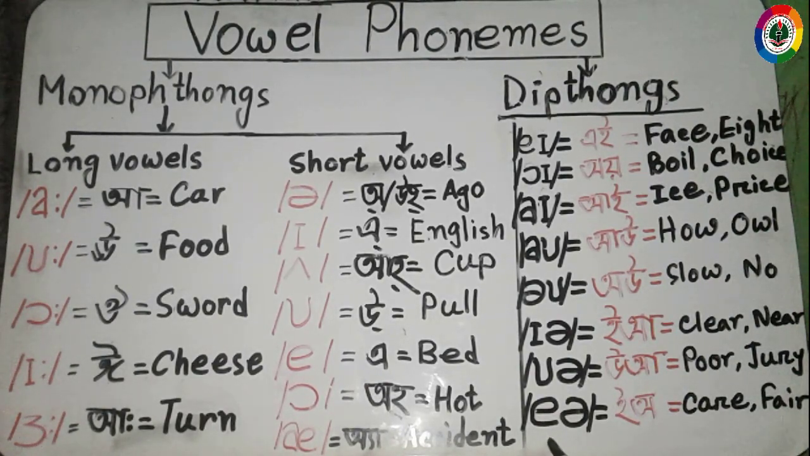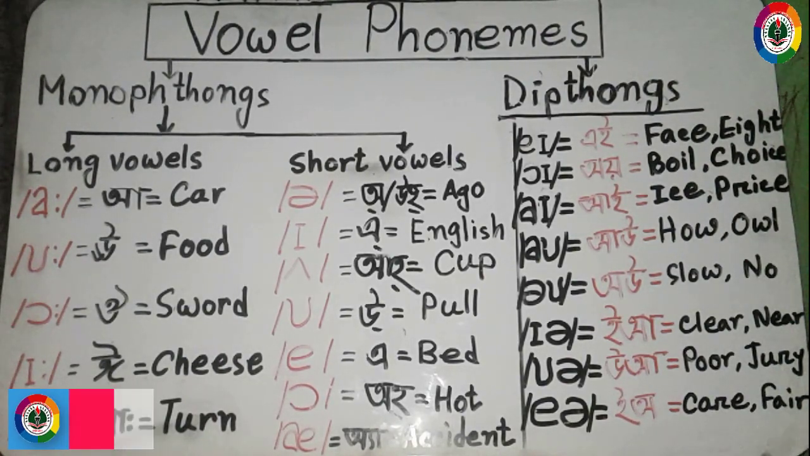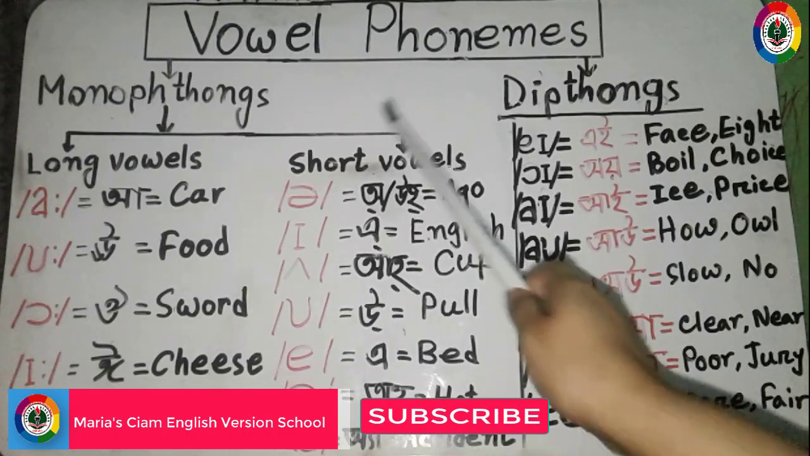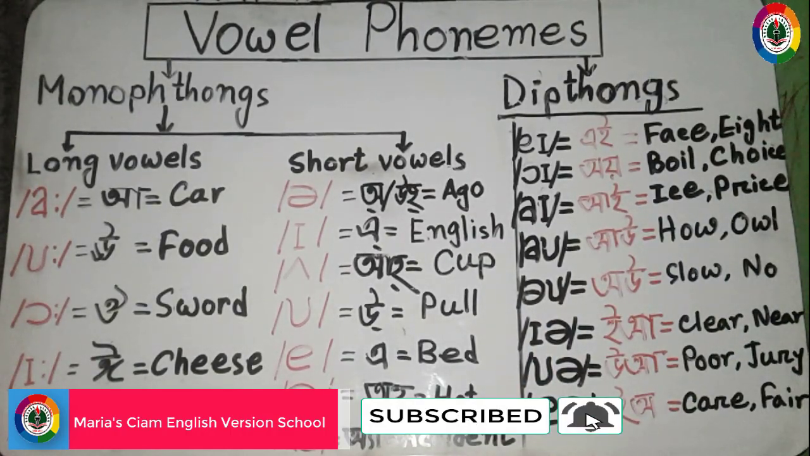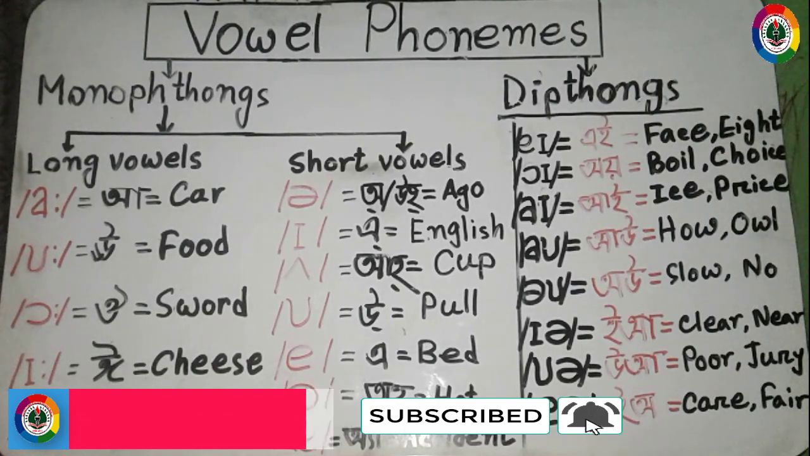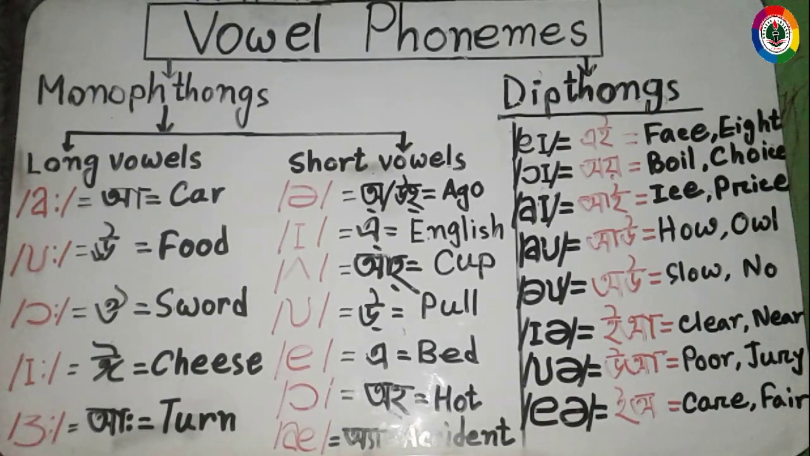Then move to this side, e, o, combining eo, like care, fair. So I've shown you how monophthongs and diphthongs are altered. In my next video, I'll show you how all the consonant phonemes are altered and pronounced in English language.